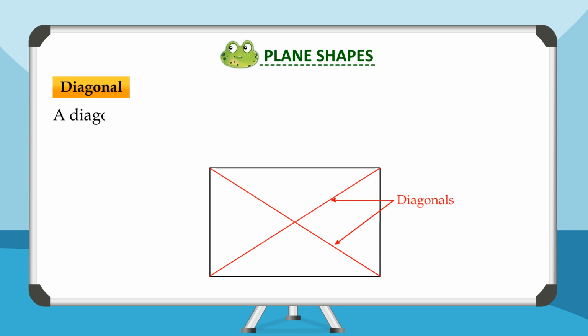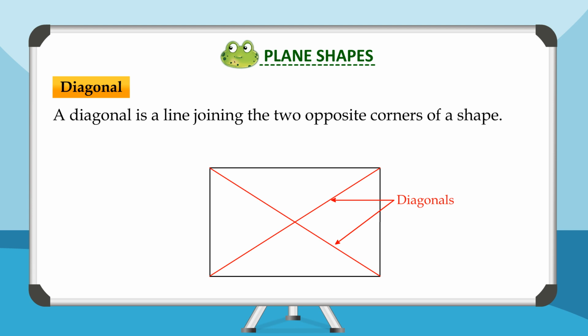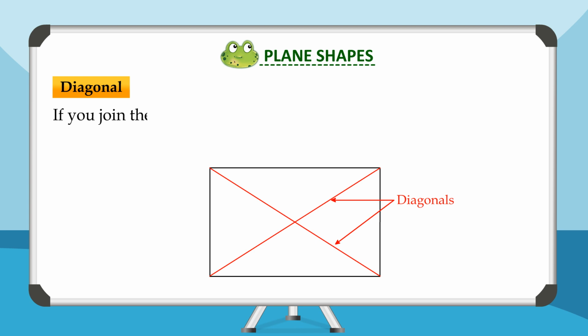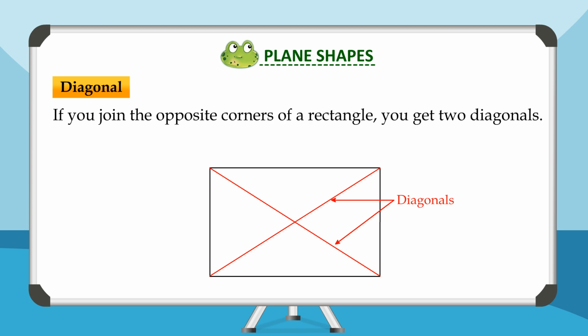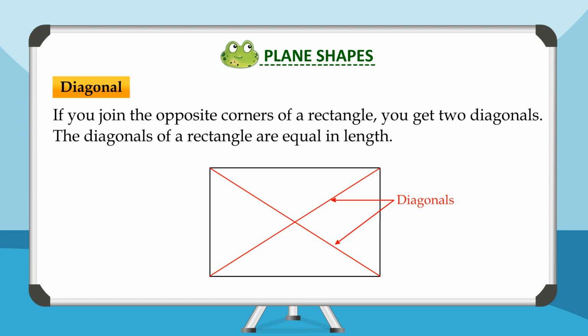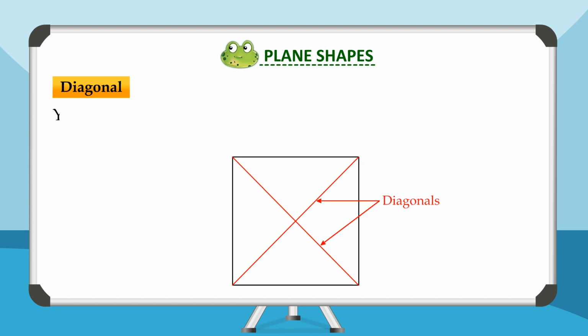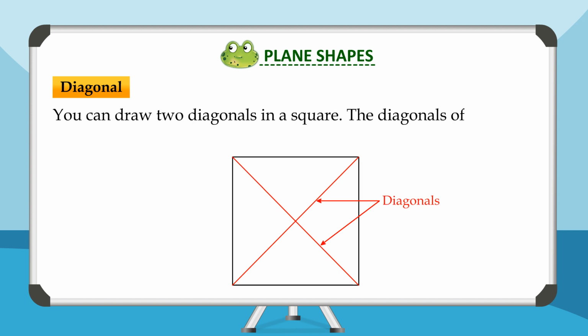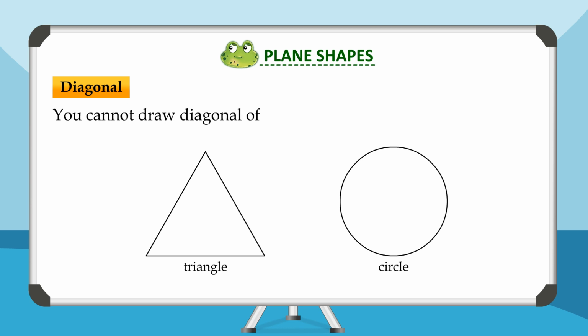Diagonal. A diagonal is a line joining the 2 opposite corners of a shape. If you join the opposite corners of a rectangle, you get 2 diagonals. The diagonals of a rectangle are equal in length. You can draw 2 diagonals in a square. The diagonals of a square are also equal in length. You cannot draw a diagonal of a triangle and a circle.